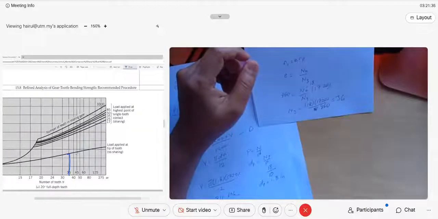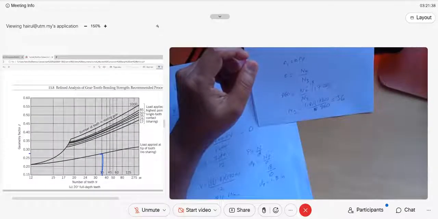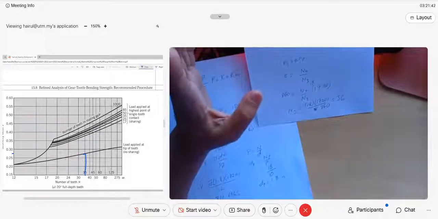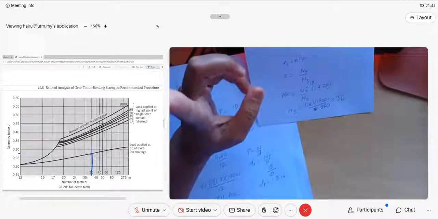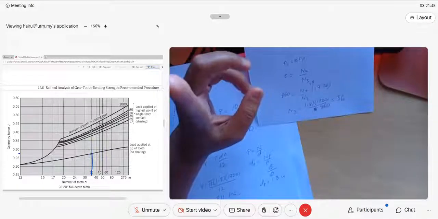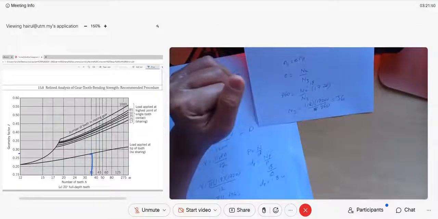We always use this. Unless it says load sharing, you be careful, guys. If not stated, always no load sharing. Unless stated load sharing, load applied, contact sharing. You see in the bracket, sharing, you use the upper one. Okay, most of the cases we use the bottom one.